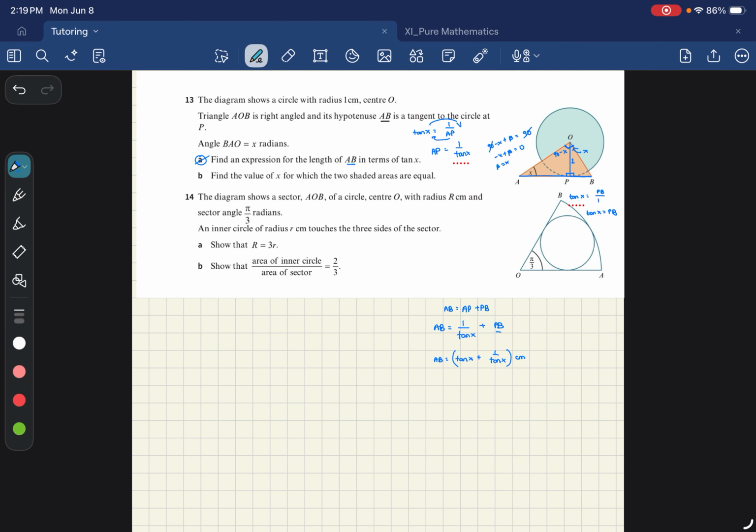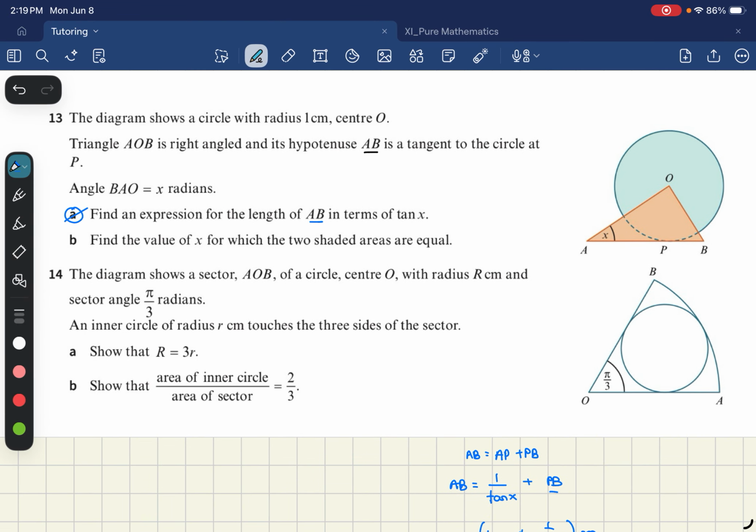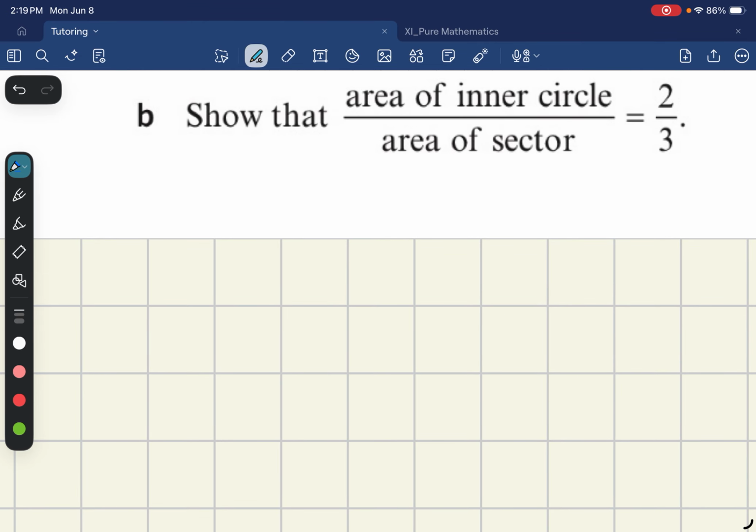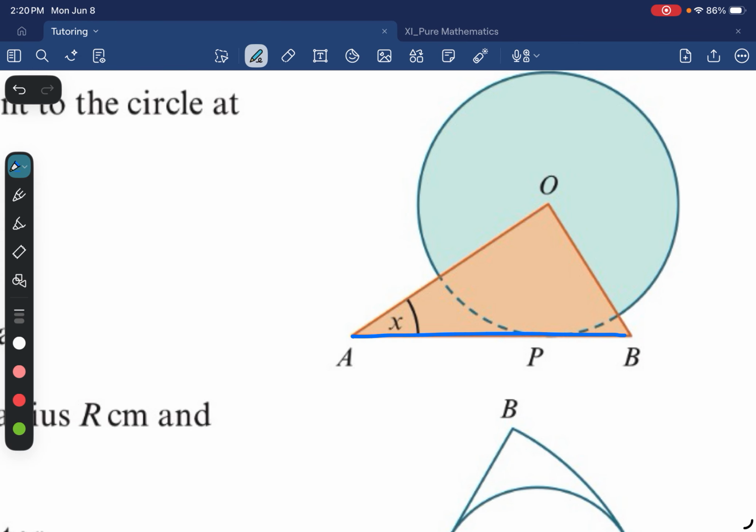It says find the value of x for which the two shaded areas are equal. So I hope I can erase everything. Okay, so what are the two shaded areas that are equal? Okay, so we can solve this. What is the area of the orange triangle? The area of the triangle is half times base times height. Half, what is the base? Base is AB. This is the base. All right.